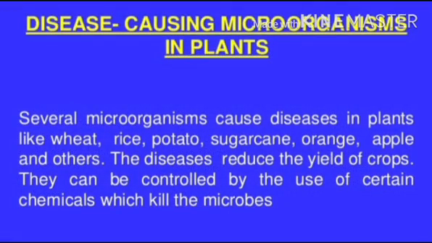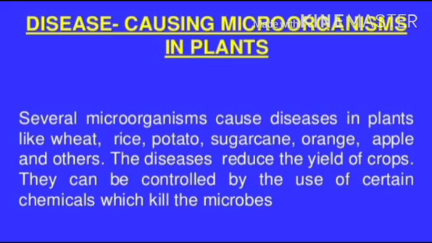Disease causing microorganisms and viruses in plants. Several microorganisms cause diseases in plants like wheat, rice, potato, sugarcane, orange, apple, and others. The diseases reduce the yield of crops. They can be controlled by using certain chemicals which kill the microbes. In our book, many organisms cause diseases in plants such as wheat, rice, potato, sugarcane, orange, apple, cotton. The crop diseases are transmitted through seeds, air, soil.